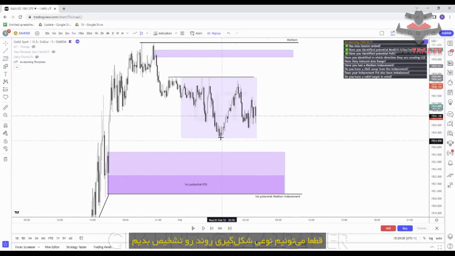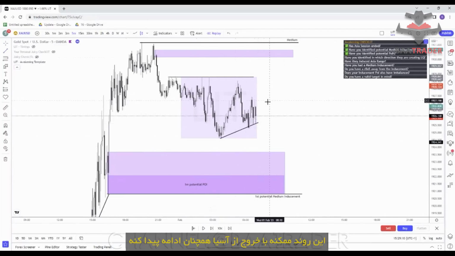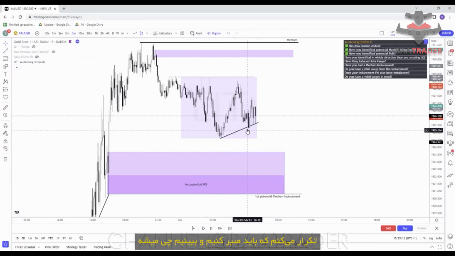Now, to the downside, do we have anything as well? We technically do get some sort of trend line formation. It may continue as we get outside of Asia. Again, it's a matter of waiting and seeing what's going on. I can't predict that just yet. I simply need to wait.